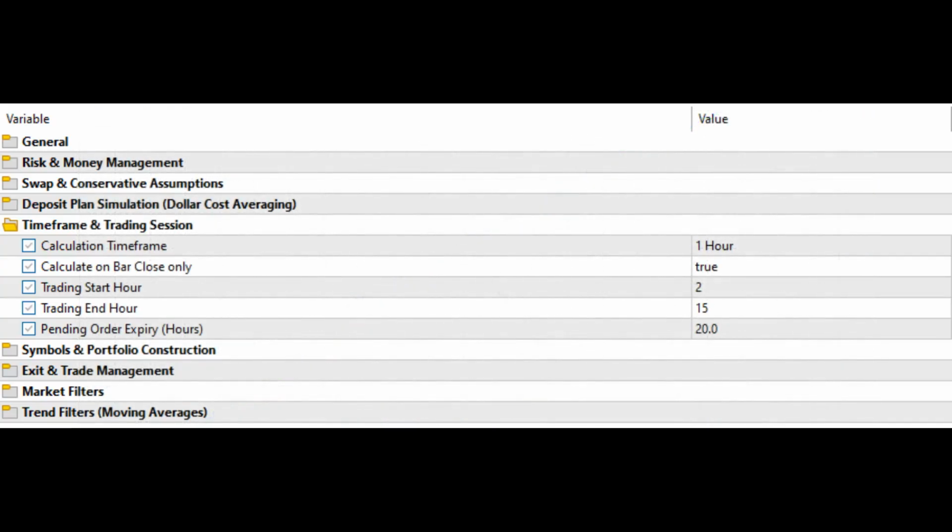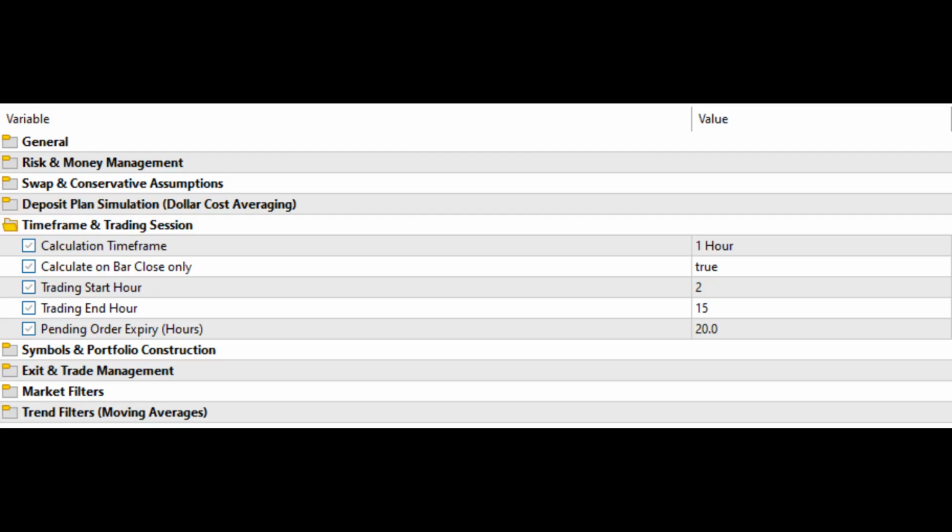Now we move to the timeframe and trading session section. The parameter calculation timeframe has a default value of 1 hour. This setting does not define the timeframe of the trading signals or the indicators. Those are implemented directly inside the code. Calculation timeframe simply defines the basic time step that the expert advisor uses to run its full calculation cycle.